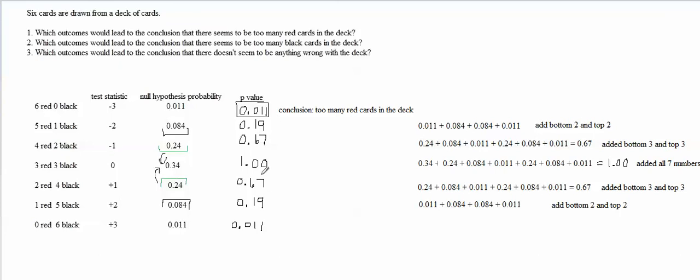Now let's go in the other direction. It starts at 1, it drops, and it drops again. Once I get down here, it's actually gone below 0.05. Here it was above 0.05. This 0.19 is above 0.05, but here it's actually dropped below 0.05. Once it gets to this point where it's under 0.05, we make the conclusion there's too many black cards in the deck.